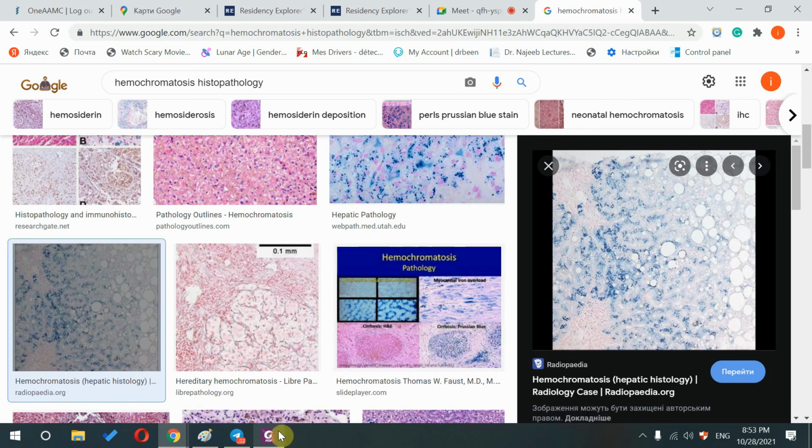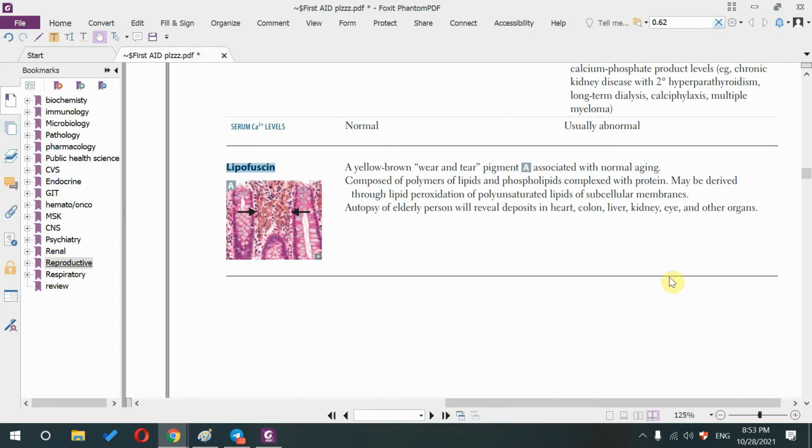Okay, so lipofuscin is in all people. It's a yellow-brown pigment. It's due to wear and tear, so simply it's due to age. It's associated with normal aging. It's composed of polymers of lipid and phospholipid complexed with a protein. You must know that it may be derived through lipid peroxidation.